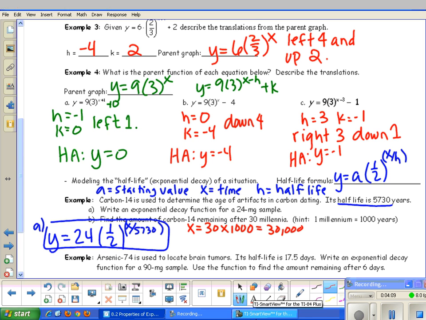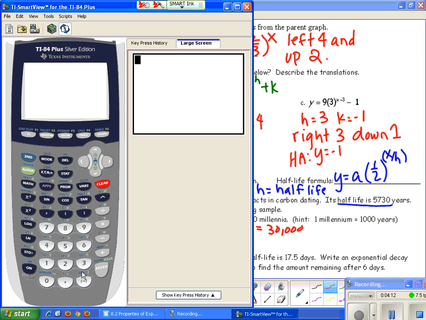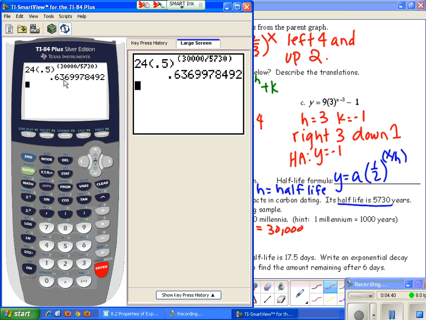So if you get out your calculator and we do this, we have 24 times a half, so 0.5. And if you have an older calculator, make sure you put the exponent in parentheses. If it's newer, you don't really need to. So we have divided by, and we're doing 30,000 because that's the year that we figured out for 30 millennia, divided by 5,730 because that's your half-life. And notice I put it in parentheses, enter, and I get 0.636, so I'm going to round that to 0.634.